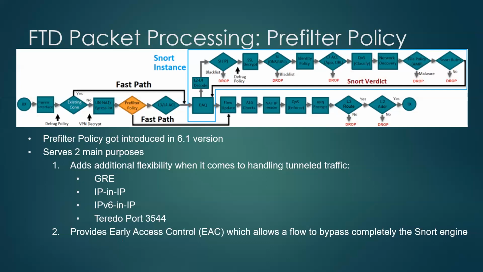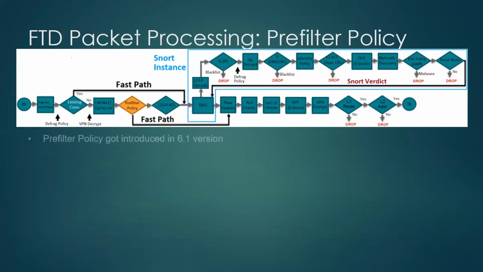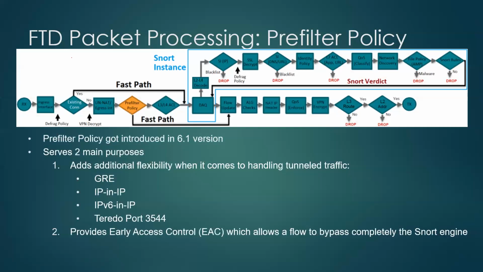It will provide early access control, EAC, which allows a flow to bypass the Snort engine completely. That's the key. We are bypassing the Snort engine, meaning we are using some fast path method to stay in the ASA path rather than going into the Snort verdict.